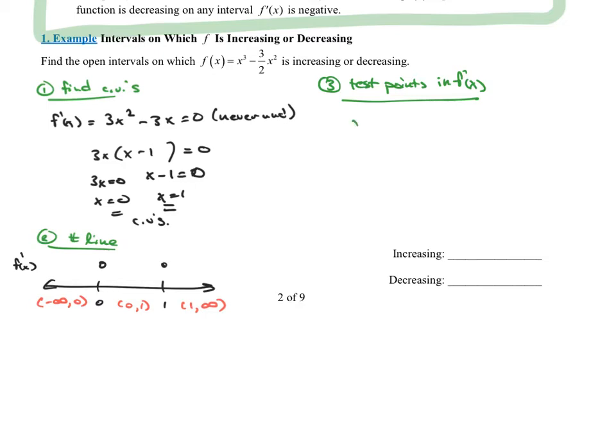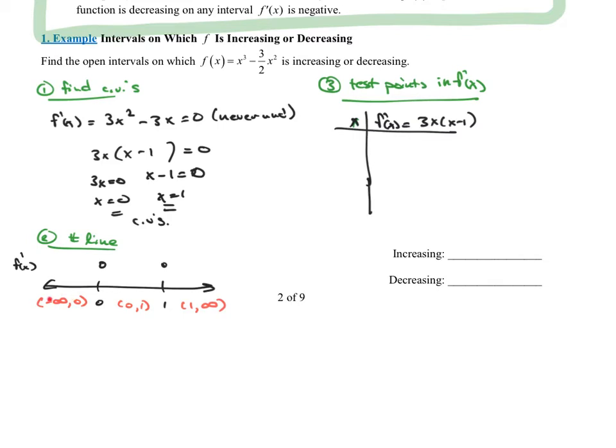So if you remember, let me set this up for us. We have the x values, and again, we're plugging them into the derivative. The easiest way to do this is to plug it into the factored form of the derivative. So I'm going to plug it into 3x times x minus 1. You'll see why in just a second. And then I need a point in each one of those intervals.